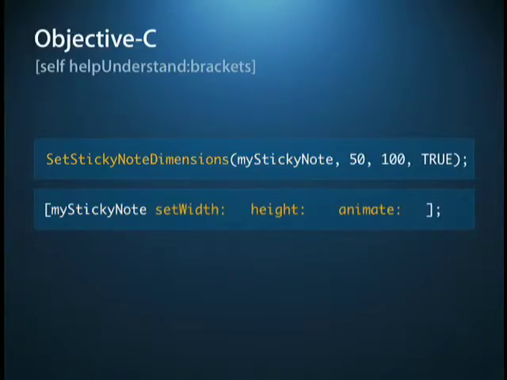Here we name our parameters, and these names actually correspond to the function name. So this method is actually referred to as setWidth, height, animate. And now we add the actual arguments. One of the real nice things about Objective-C is that we name our parameters, which makes reading code much easier. As you can see, we're going to set the width, height, and that last mysterious Boolean actually means that we're going to animate our transition.